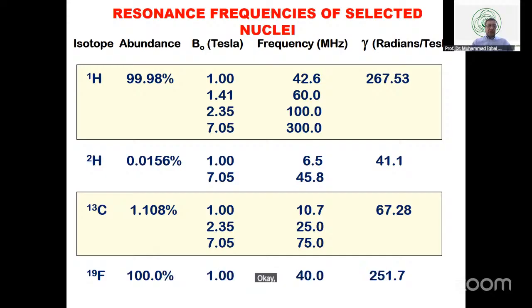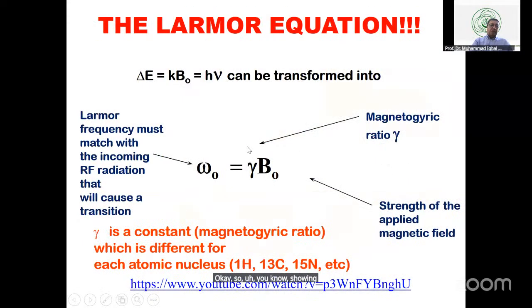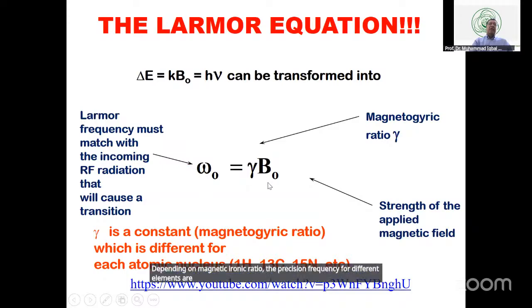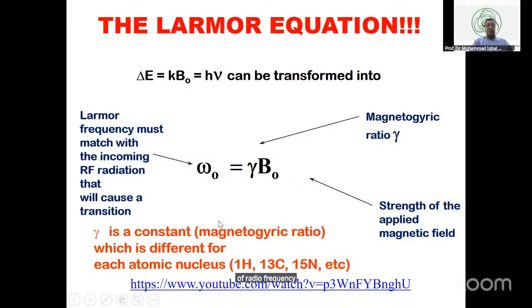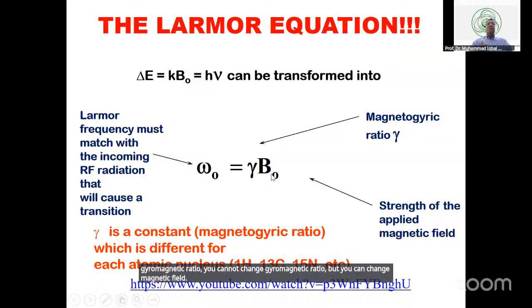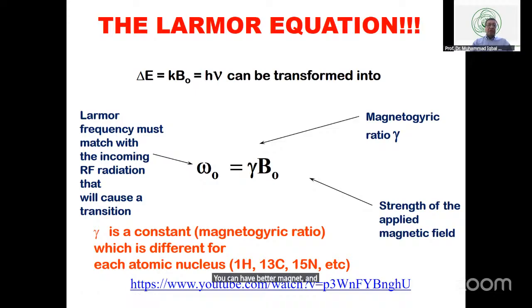Okay, so showing this table was to demonstrate that depending on the magnetic gyromagnetic ratio, the precession frequency for different elements is different. At the same time, it is also dependent on magnetic field. Stronger the magnetic field, stronger the precession frequency, stronger the absorption of radio frequency. And that is the reason that people could not do anything with gyromagnetic ratio. You cannot change gyromagnetic ratio, but you can change magnetic field. You can have a better magnet.